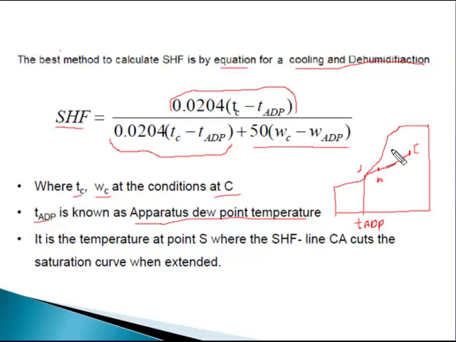Here we can see on the psychrometric chart, this is the process A to C. When this line is extended, it will intersect the saturated line at this point. The temperature at this point is TADP. This temperature is known as the apparatus dew point temperature.